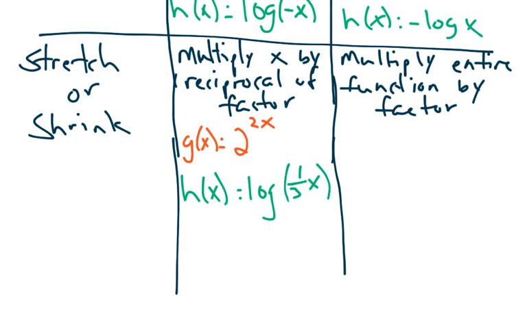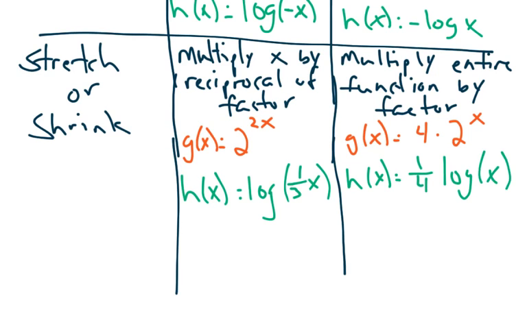For the vertical side, we could have something like this. g of x is equal to 4 times 2 to the x power. That would be an example of a stretch because what we're multiplying by, this 4, is a number bigger than 1. And then a logarithmic one, h of x is equal to 1/4 log of x. That would be an example of a shrink because this number that we're multiplying by is the factor and it's between 0 and 1. It's a small number, which makes it a shrink.